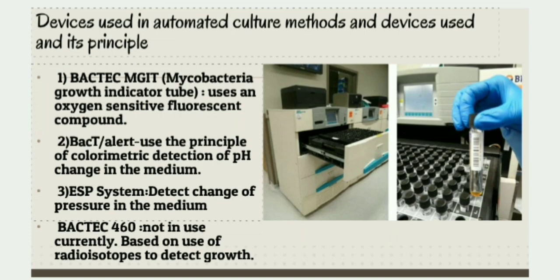Third one is the ESP system. Mycobacterium tuberculosis produces carbon dioxide, and because of carbon dioxide production there will be a change of pressure in the medium. The ESP system detects the change of pressure in the medium.